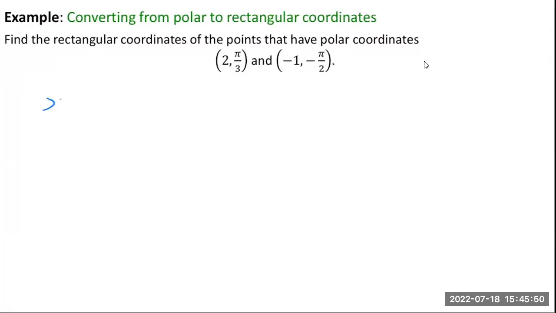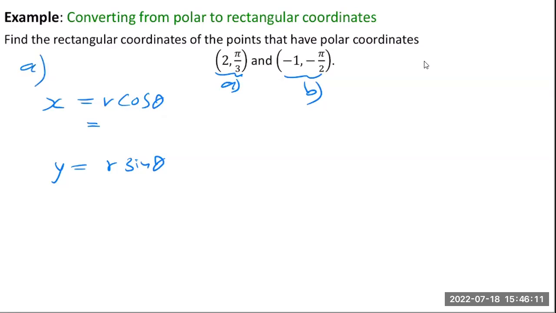Okay, to find rectangular coordinates, I will call this part A. Okay, this is part B. x is equal to r cosine theta, y is equal to r sine theta. Okay, so this is going to be r for the first point. Part A. Let's work on part A. R is 2. So x is 2 cosine pi over 3. And your y value will be y is equal to 2 times sine pi over 3. Right? All you need to do is calculate these two quantities.